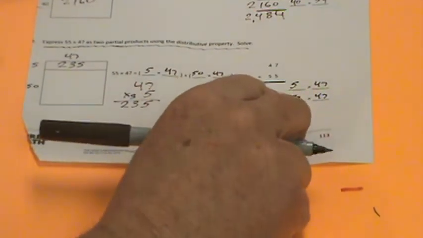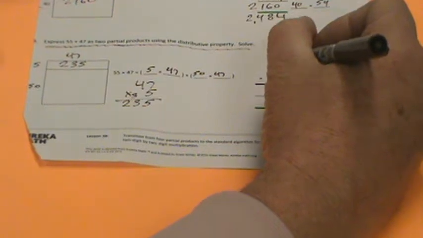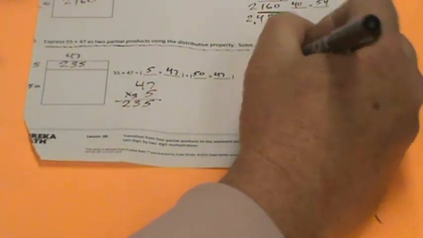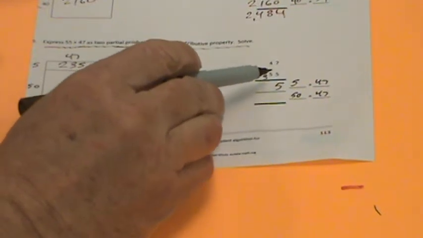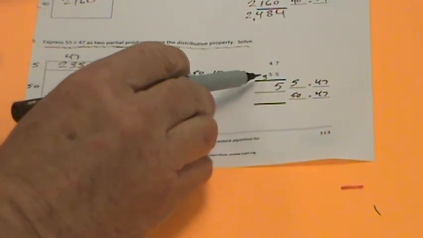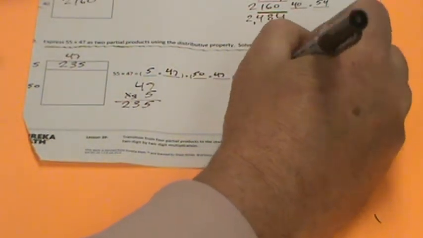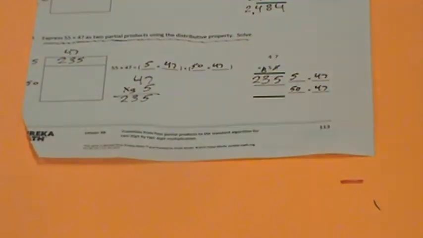And let's go over here. Let's do it the standard algorithm way. 7 times 5 is 35. Bring up the 3. 4 times 5 is 20, or 200 in this case, plus the 3 tens will be 230. And we're done with that 5. Okay? Now we just have to deal with 50 times 47.